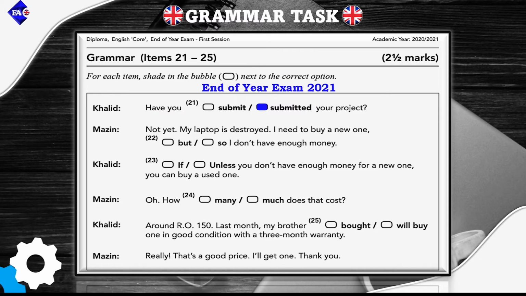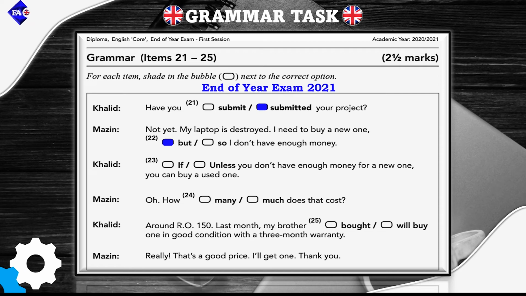Mazen replies by saying, "My laptop is destroyed. I need to buy a new one." Is it correct to say, "But I don't have enough money," or "So I don't have enough money"? The second one doesn't make sense, as it's not about a result. It's rather about something that Mazen didn't like or expect. So we choose but.